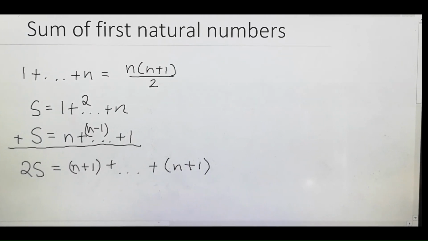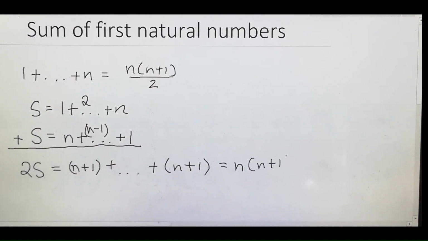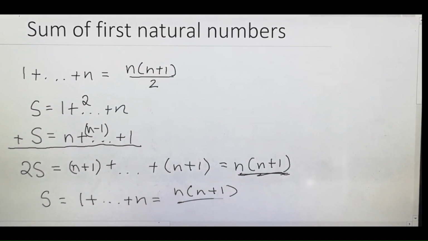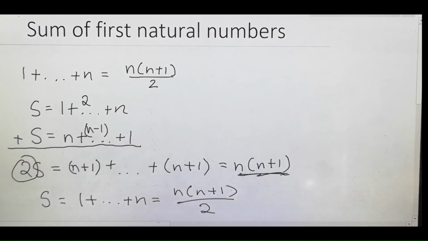Now, how many n plus 1 terms are there? Well, there's 1 to n, so there's n of them. So this is just equal to n times (n plus 1). So dividing both sides by 2, he gets s, which is equal to 1 plus ... plus n, is equal to n times (n plus 1), this guy, divided by 2.